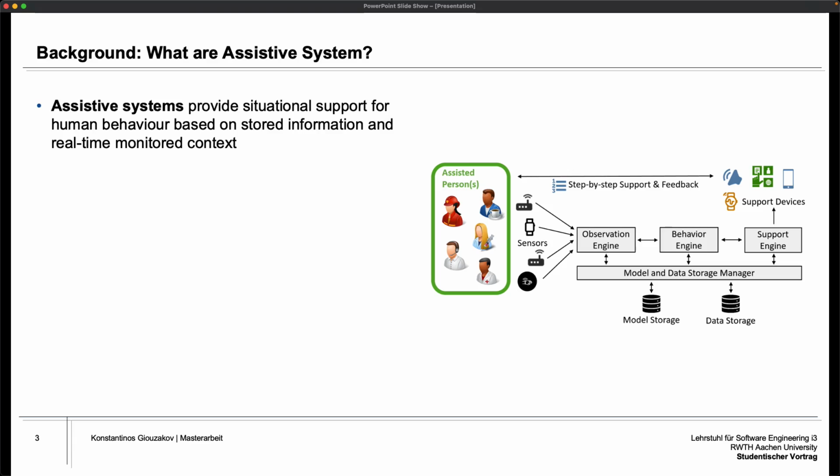Before we dive into the actual implementation, let's have a quick overview of the basic concepts which are necessary for further understanding. First of all, we are dealing with assistive systems. Assistive systems are information systems that provide situational support for human behavior based on stored information and real-time monitored context. The main actor of such systems is the assisted person, who can interact with the system via sensors and receive assistance via supported devices.